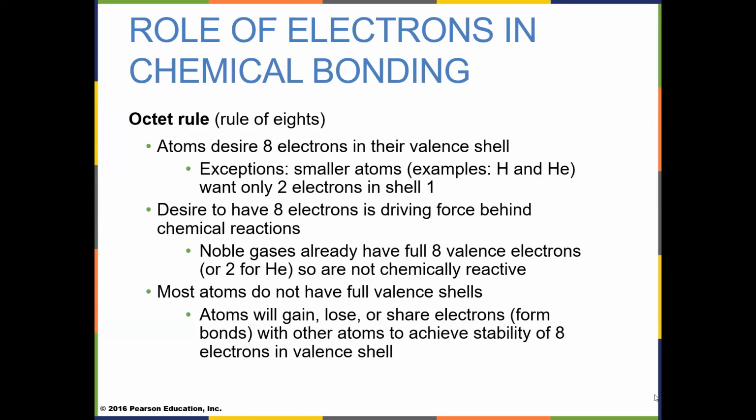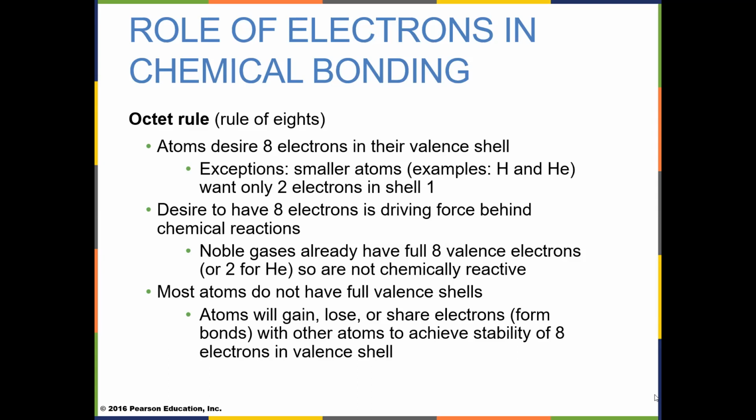I like rule of 8s better. Atoms, if they could desire anything, want to have their valence shell filled up. Now, the valence shell is always their outer shell. Hydrogen only has one shell at all, one orbital. So its only shell is its valence shell. Oxygen has two shells. It has 2 electrons in its first shell and 6 in its second one. Carbon has 2 in its first shell and 4 in its second one.